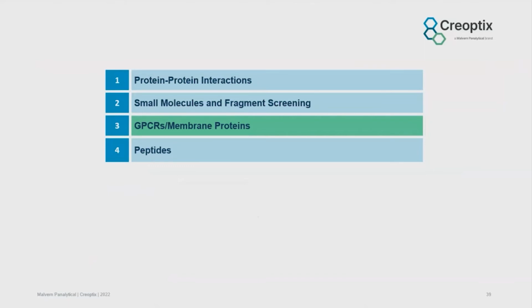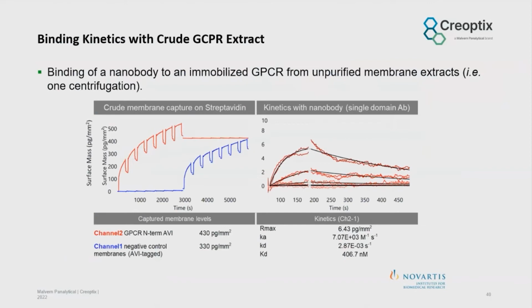I'd also like to spend some time talking about GPCRs and membrane proteins. And here we're demonstrating the ability to measure binding of larger molecules, proteins, to crude membranes. This really pushes the boundaries of measuring binding to membrane preps, where we do not need detergent solubilization. So in this case, it was run in collaboration with Novartis. We have binding of a nanobody to an immobilized GPCR from unpurified membrane extracts, i.e. one centrifugation step. And I'll speak about this in a few slides where we also show some highlights from TechNote 11 and how this was done.